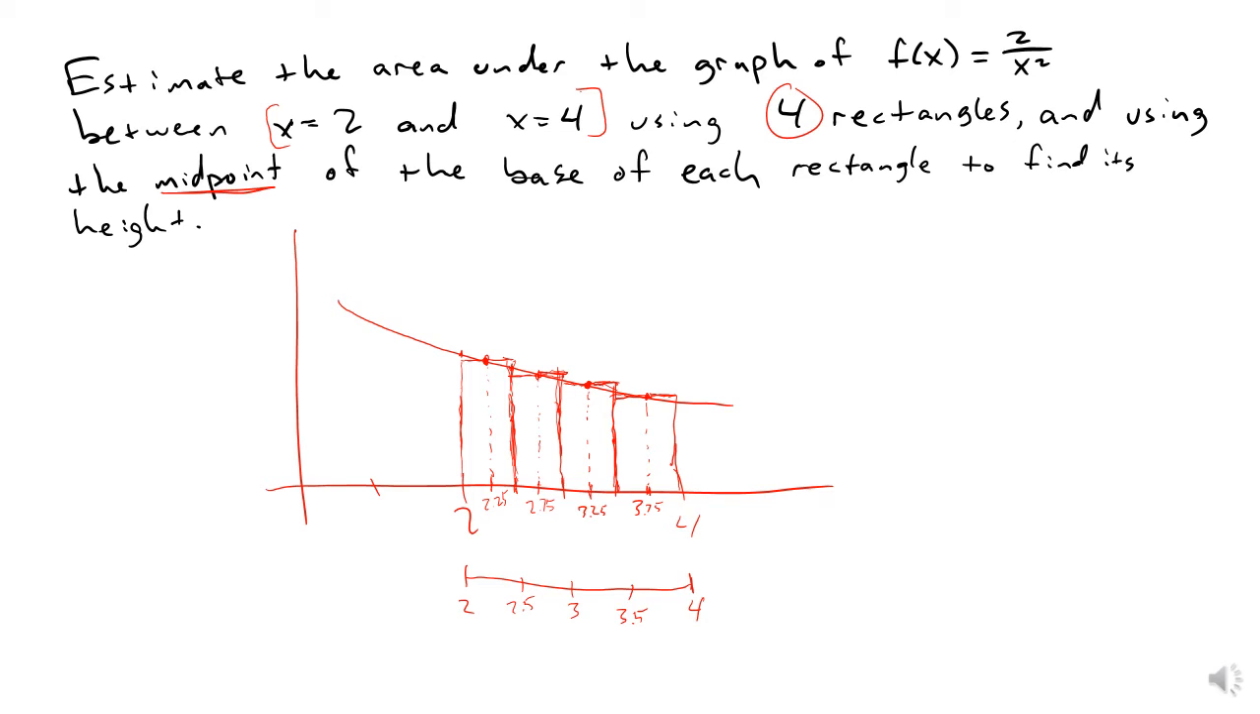So now we have 4 rectangles, and the height of each rectangle is defined by these 4 points on the graph. The point that we got when we plugged 2.25 into our function. The y value is what we get when we plug 2.25 into our function. That would be 2 over 2.25 squared. That would be this very first point, and so the y value here, 2 over 2.25 squared, is the height of this first rectangle.